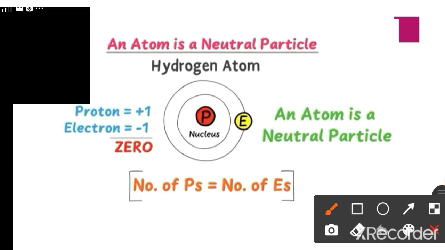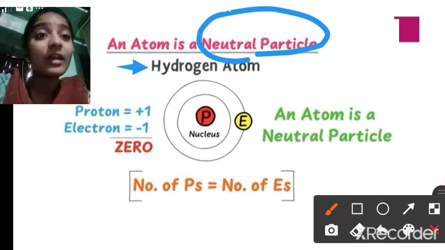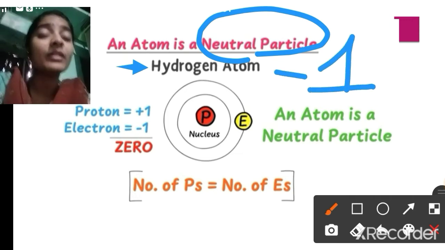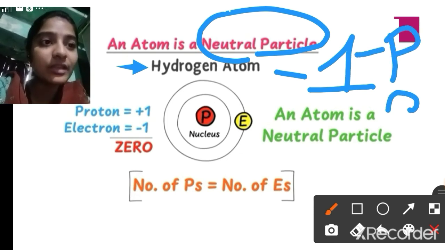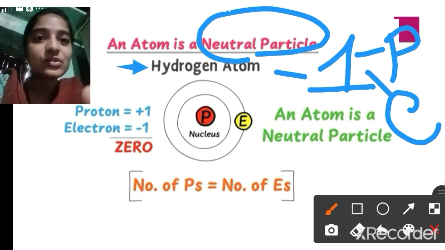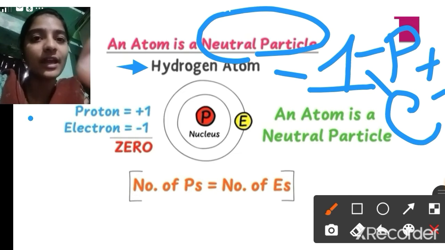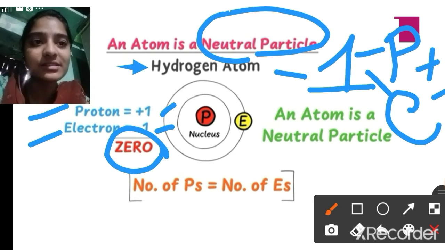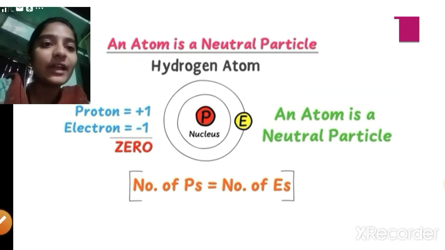Now I have given here the example of the hydrogen atom. An atom is a neutral particle. I'll explain how. What is the atomic number of hydrogen? When you open the periodic table, you will get 1. The proton number is the same as the atomic number, and here in hydrogen, the electron number is also 1. Protons have positive charge and electrons have negative charge. Here I have given proton plus 1, electron minus 1. Plus and minus, what is it? 0. So an atom is a neutral particle. The number of protons is equal to the number of electrons.